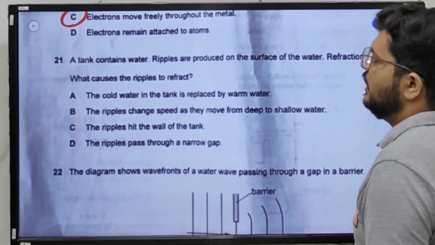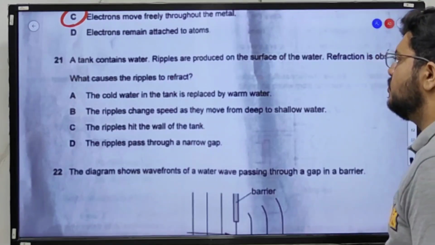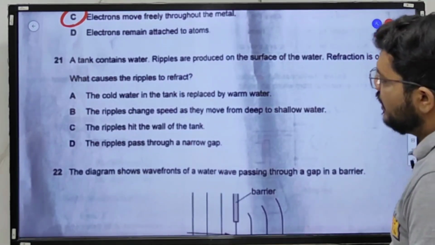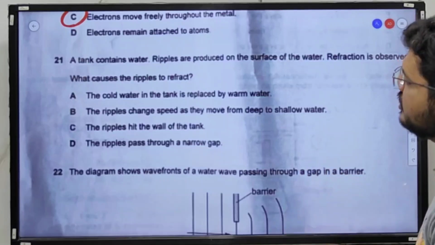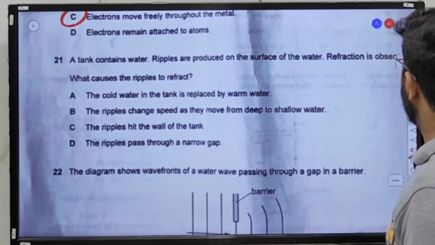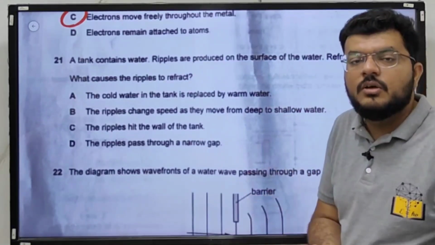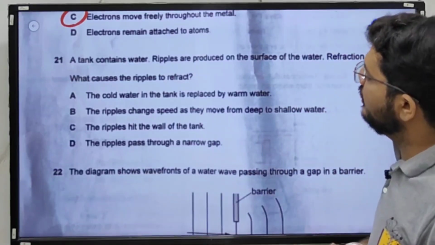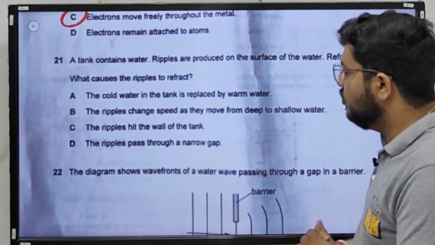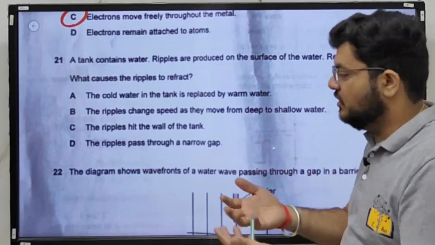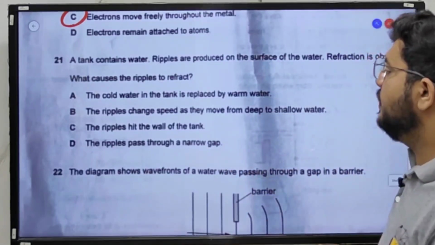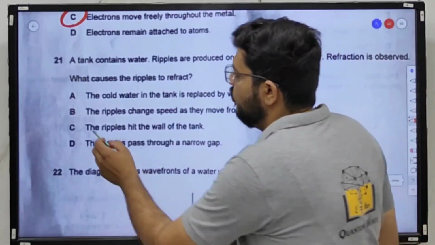Question 21. A tank contains water. Ripples are produced on the surface of the water. Refraction is observed. What causes the ripples to refract? Refraction is when the depth of the water changes. The cold water in the tank is replaced by warm water? No, you are observing refraction, right? Ripples change speed as they move from deep to shallow water.